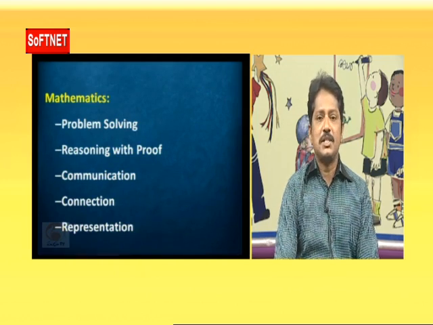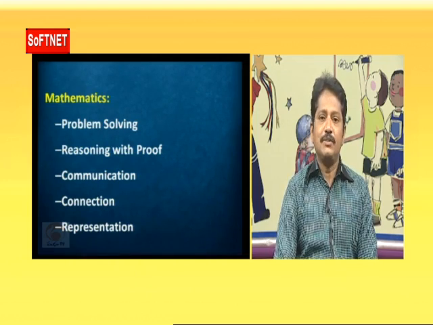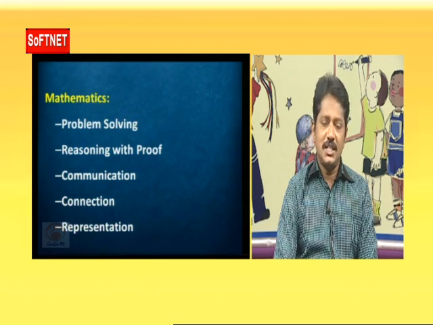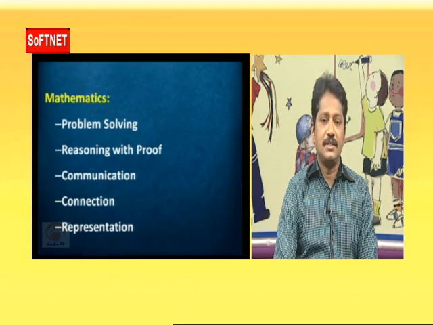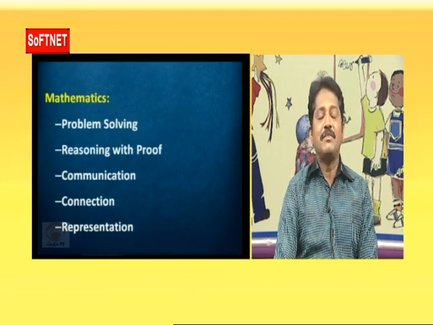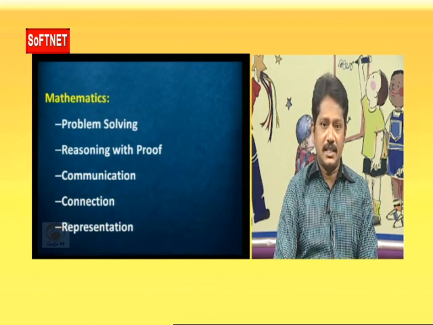In mathematics especially, you know that one is problem solving, the second one is reasoning with proof, the third one is communication. Communication means mathematical communication. Next one is connections. Next one is representation and visualization. These are the 5 academic standards which are used in mathematics.